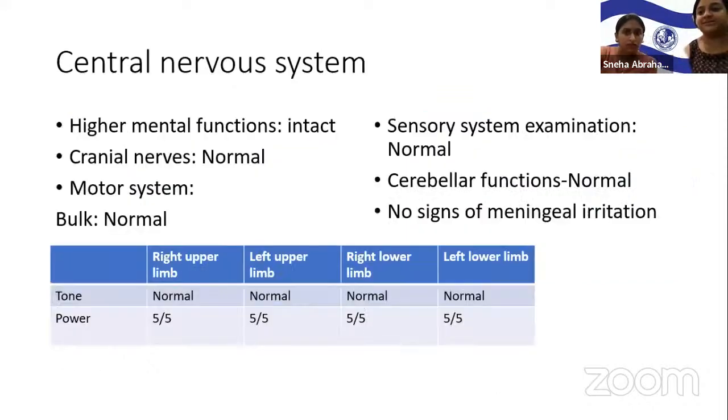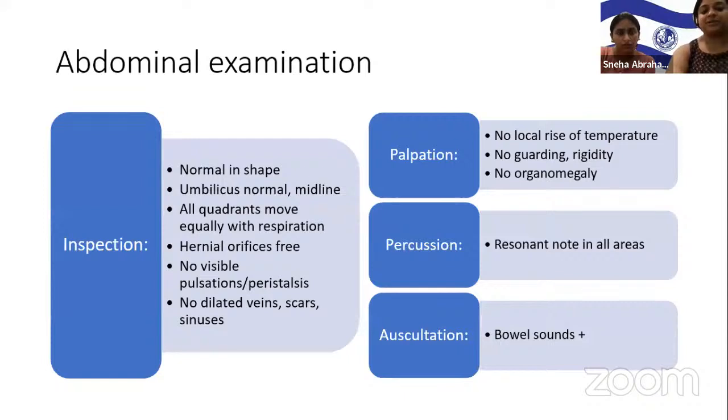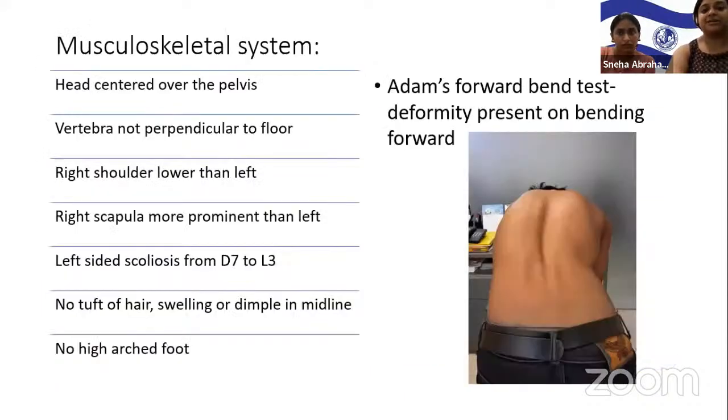Coming to the central nervous system examination, the higher mental functions were intact, the cranial nerves were normal. In the motor system, the bulk of the muscles was normal, with a normal tone in all the 4 limbs, with a power of 5/5 in all the 4 limbs. The sensory system examination was normal. There were no signs of meningeal irritation, and the cerebellar functions were normal. Abdominal examination was unremarkable.